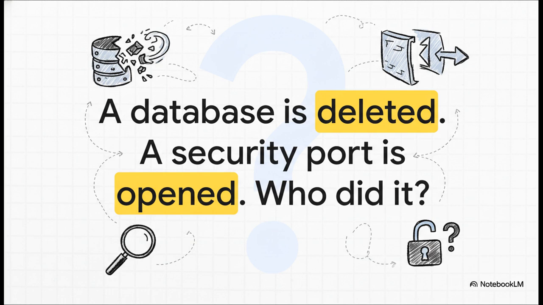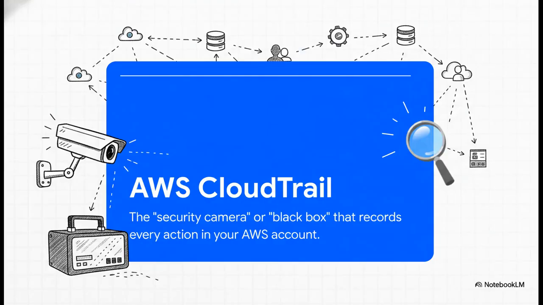So let's just paint a picture here, one that might feel a little too familiar for some of you. You walk in on Monday morning, grab your coffee, and poof, a critical database is just gone. Or maybe a security scanner starts screaming because a firewall port has been flung wide open to the entire internet. The first question, the only question that matters in that moment, is always the same. Who did this? And that right there is the exact question AWS CloudTrail was built to answer.